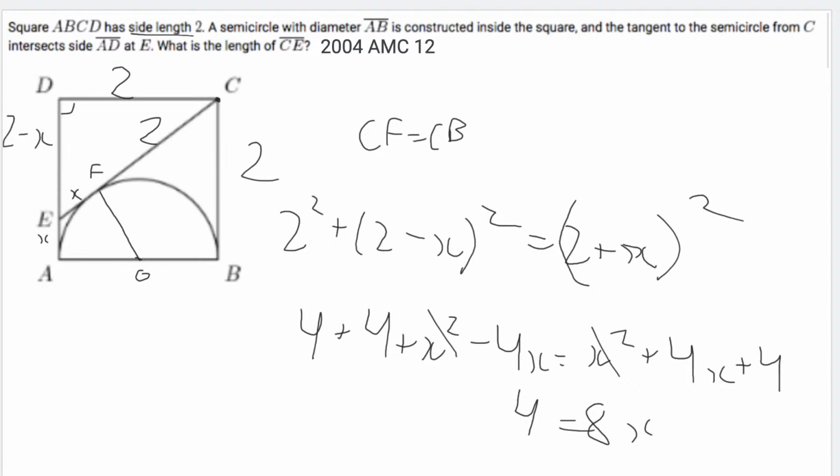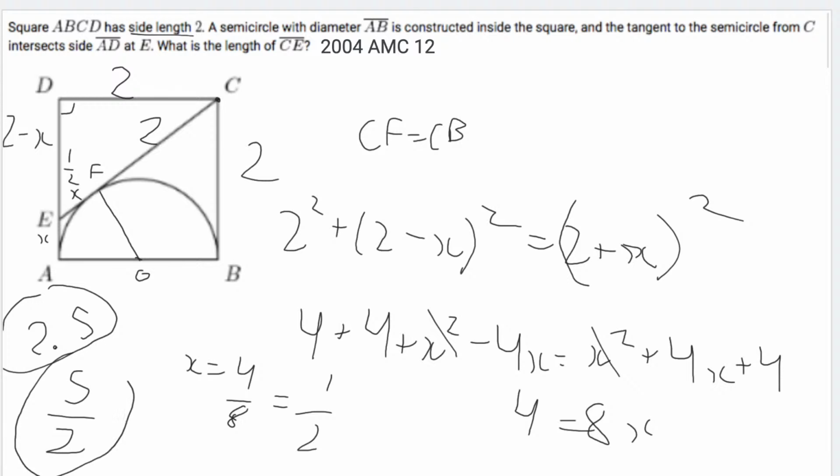So you divide both sides by 8, and you get X equals 4 over 8, which equals 1 over 2. Now, if X equals 1 over 2, we just get 2 plus 1 over 2, because CE is CF, which is 2, plus EF, which is 1 over 2. So the answer is just 2 plus 0.5, which is 2.5 or 5 over 2. Both work. Both are the answers. So you see how important that theorem is?